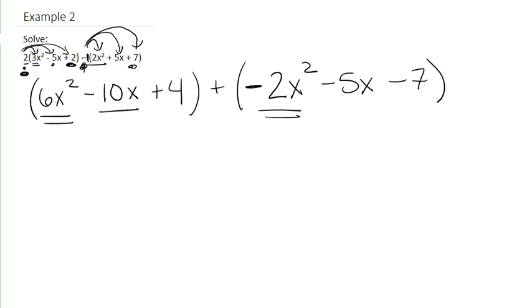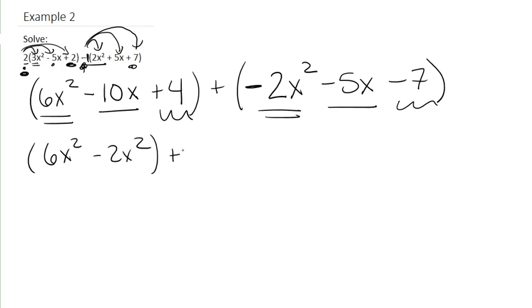Then we have negative 10x and we have this negative 5x. Then we have this 4 minus 7. So let me rewrite this like this. So you can see that we're adding these together. Okay, so now we've rewritten it. So let's go ahead and do the first two terms.